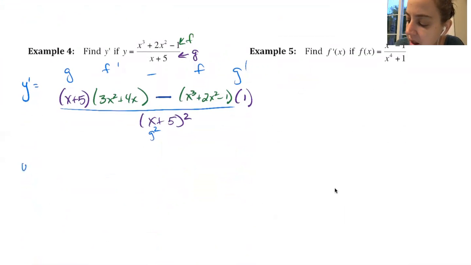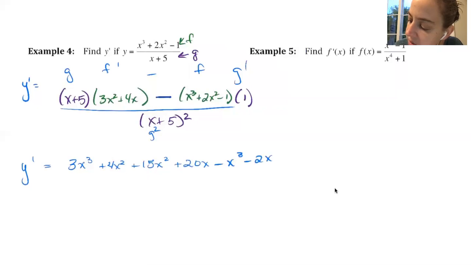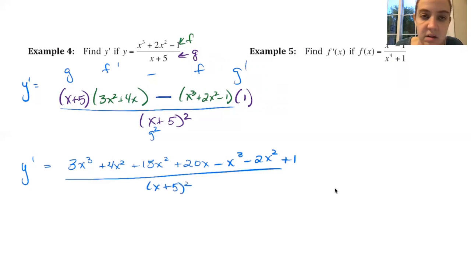But I am going to FOIL. So I've got 3x cubed plus 4x squared plus 15x squared plus 20x. Now I'll distribute that negative sign, negative x cubed minus 2x squared plus 1, all over x plus 5 squared. I would not bother foiling the denominator. Do not foil.